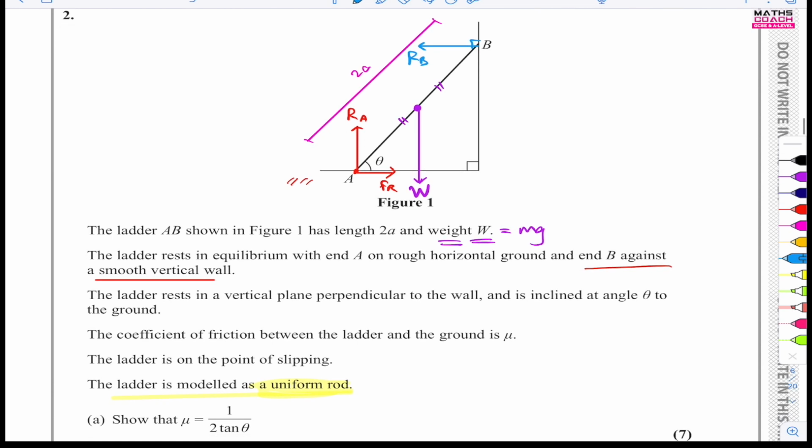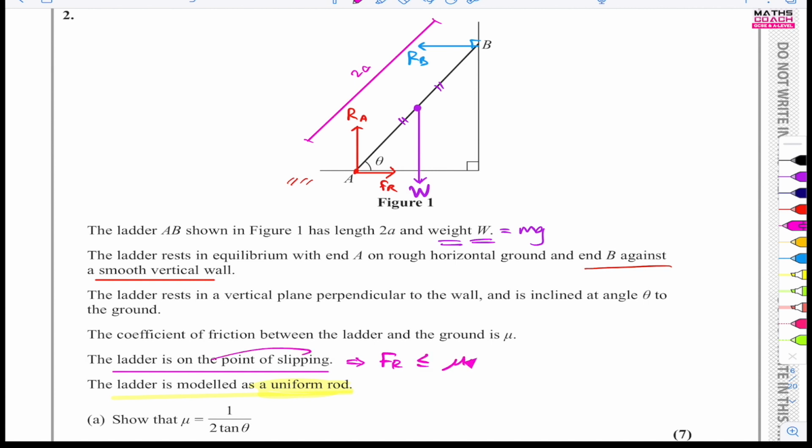Show that mu equals this. Okay, so the next line here is quite important. The ladder is at its point of slipping. That tells us something about friction. It's at the point of slipping, so it's just about to move. So therefore, would friction have to be smaller than its maximum value, or would it be equal to its maximum value? It will be equal to its maximum value. Friction is always less than or equal to mu times R.